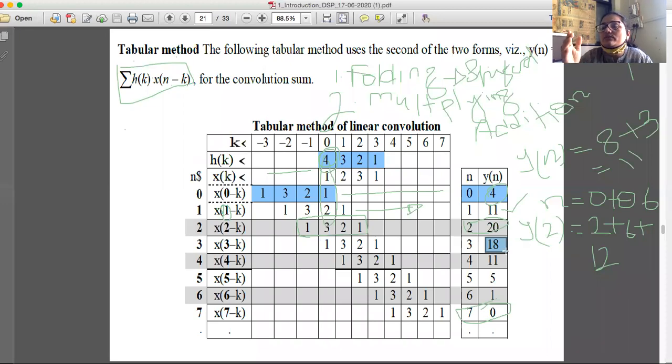So how many such points can we find out? The 0 to 6, these many points that we are going to calculate for the output y of n. Here I have calculated all those points, right? After n equal to 6, if I substitute 7, what will happen? These points are going to be shifted where they are going to be multiplied by all zeros. So the output will be 0 automatically. So the total points that you are going to calculate is in between 0 to 6. Is that clear?